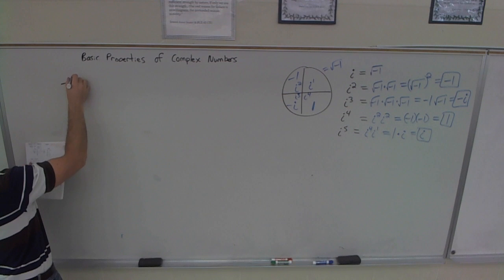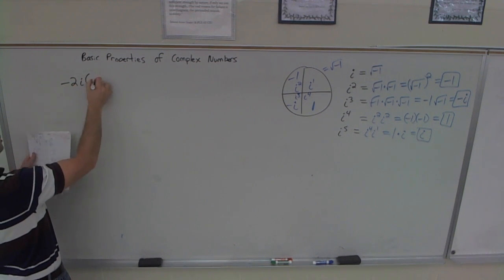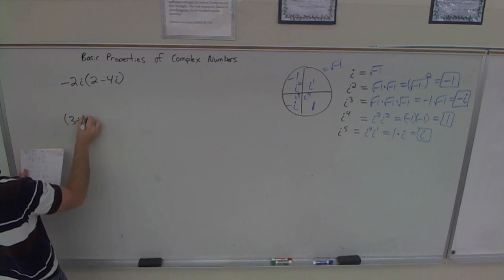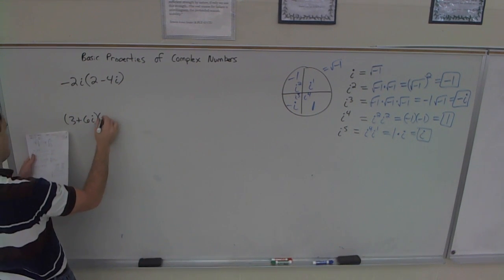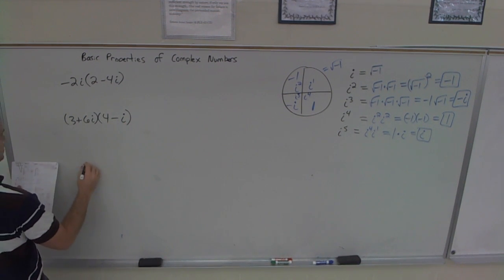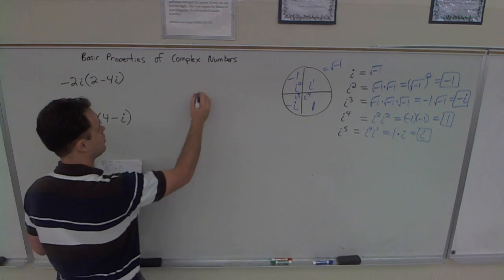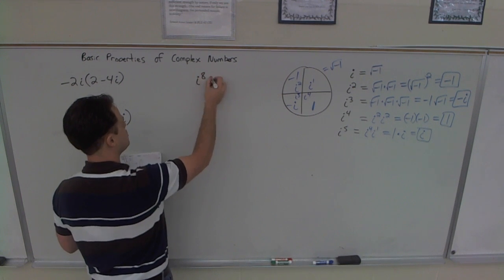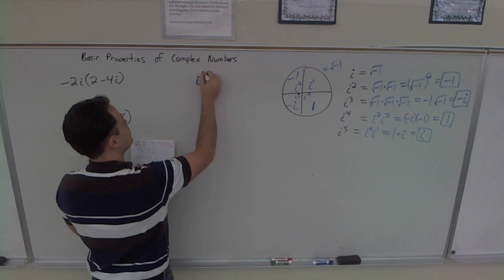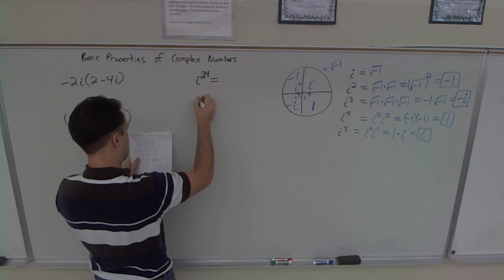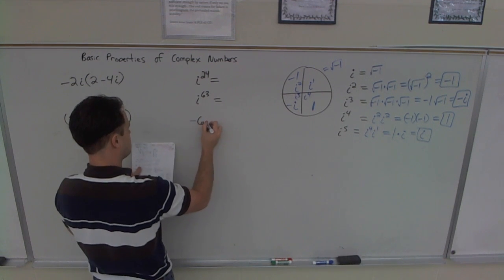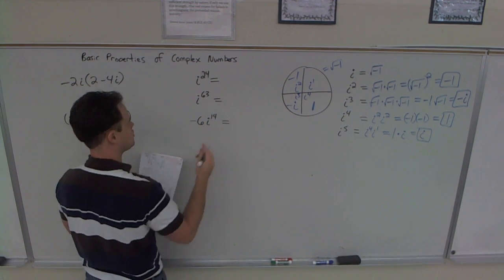So I wanted to multiply some complex numbers. I think we're going to need it there for one. Let's do these two problems. And then let's see what happens after that. We're also going to try to just do some higher powers, like i to the 24th and i to the 63rd and something like this.